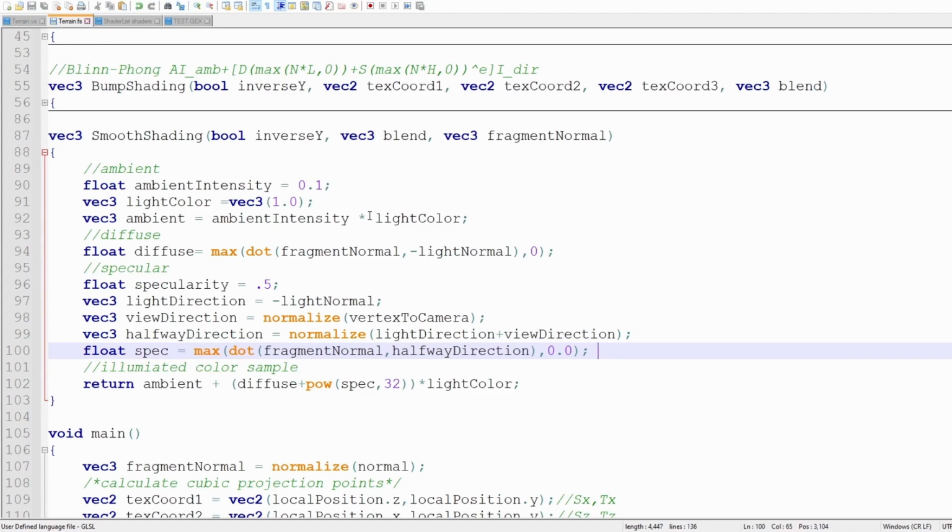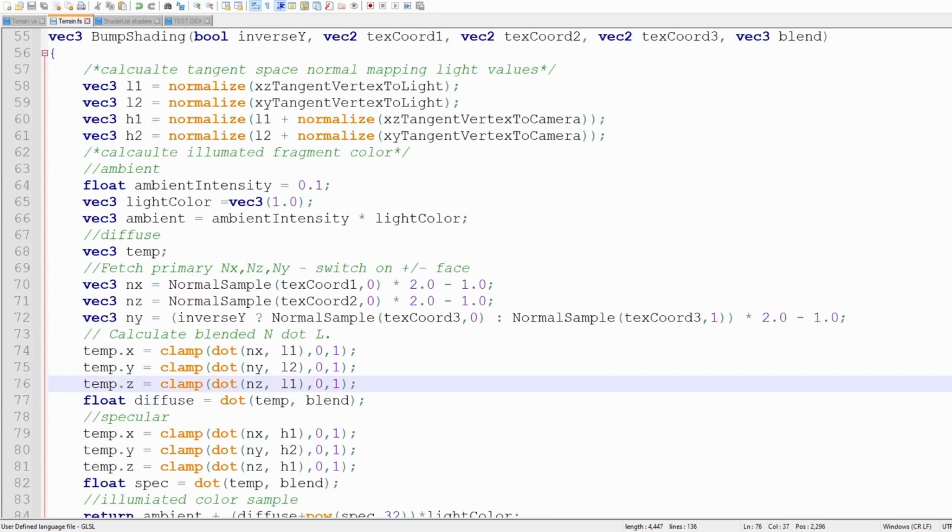After we have our ambient, diffuse, and specular components, we go ahead and add them all up, or add the sums of the products, and we get the ambient plus the diffuse times the specular to the power of 32 by the light color. And this component right here, it's completely up to you. You just change it based on your scene.